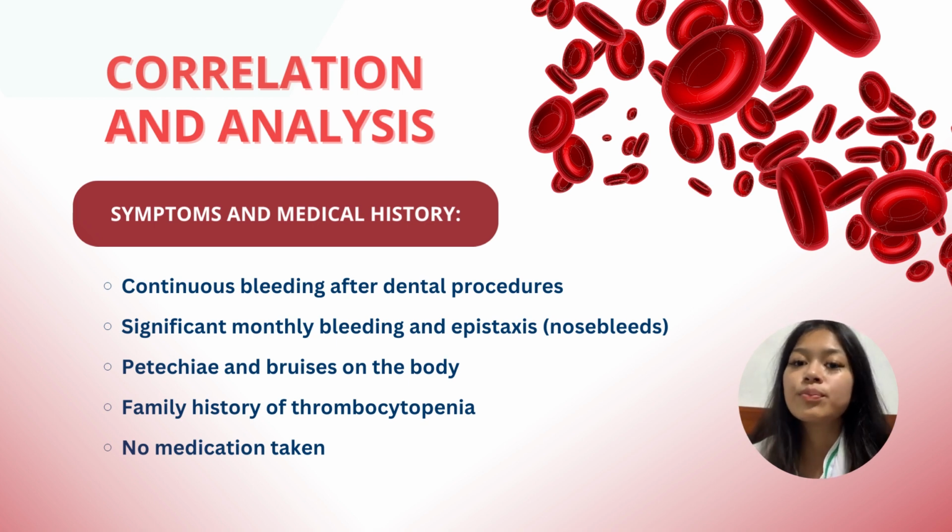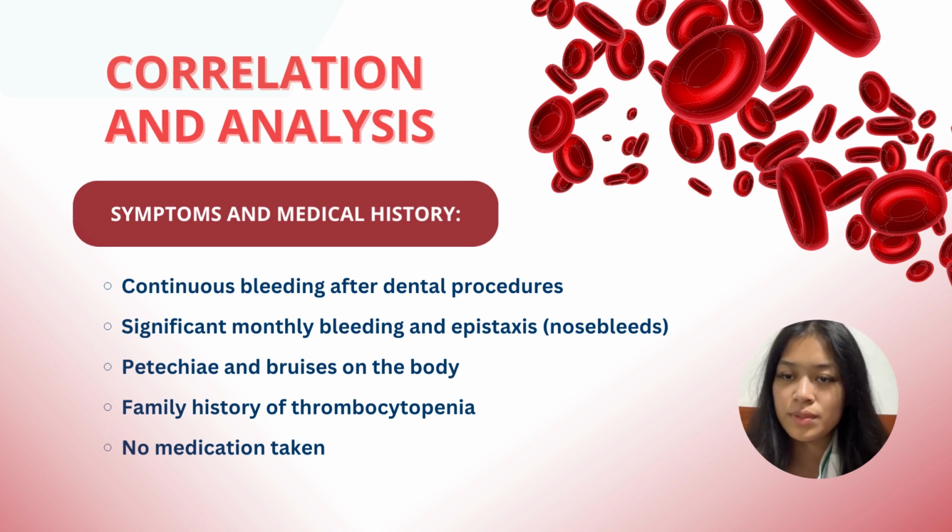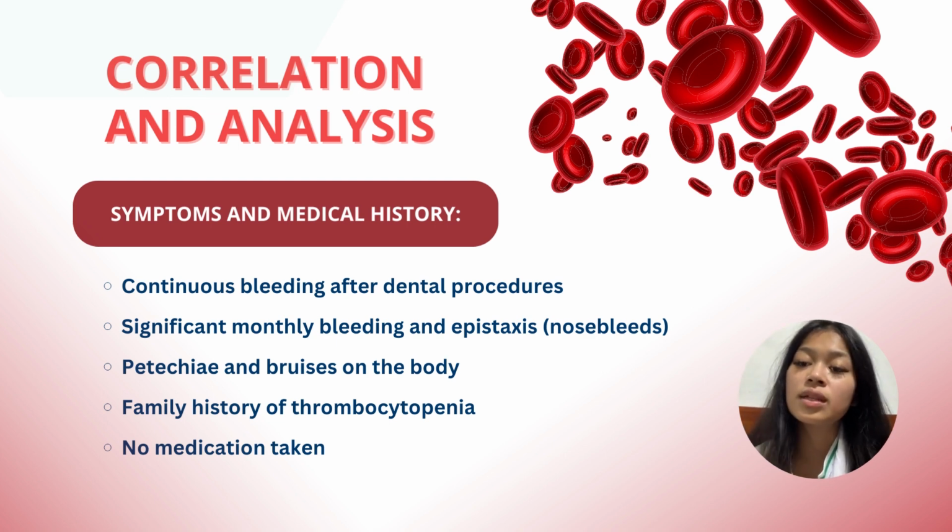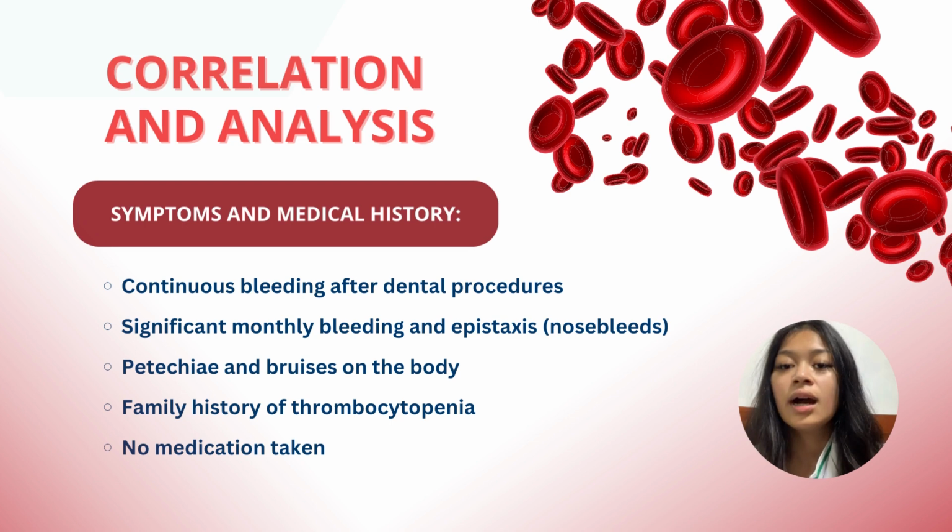Based on the information provided, the patient's symptoms and laboratory results suggest a potential diagnosis of Bernard-Soulier syndrome. First, we talk about the symptoms. The patient presents with continuous bleeding after dental procedures, significant monthly bleeding or epistaxis, petechiae, and bruises. These symptoms align with the typical clinical manifestations of Bernard-Soulier syndrome, which is characterized by a tendency to bleed, including mucocutaneous bleeding such as nosebleeds and the presence of petechiae and bruises.